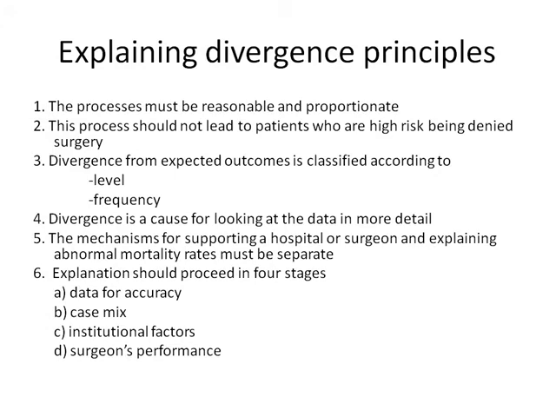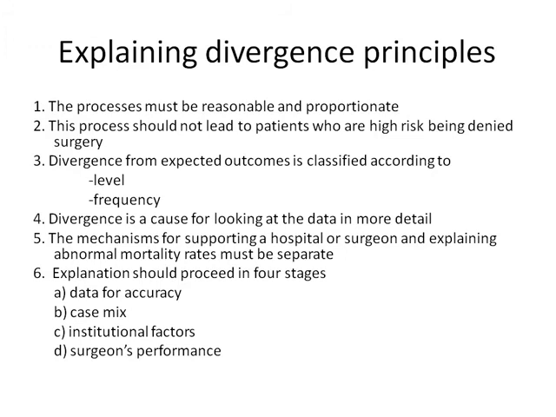We tried to make the point very clearly that if there is divergence, that doesn't mean the surgeon's bad. It means you need to look in more detail, and you need to have mechanisms both for investigating things and supporting the surgeon in the hospital when you're going through that process. And that the explanations should feed in four stages: data for accuracy, and we've had a whole bunch of issues when we found what seemed to be outliers, but that's actually been due to data accuracy issues, mapping issues, missing data, things like that. Case mix, understanding the case mix, understanding institutional factors, and then only at the end of that process might you want to be considering surgeons' performance issues.